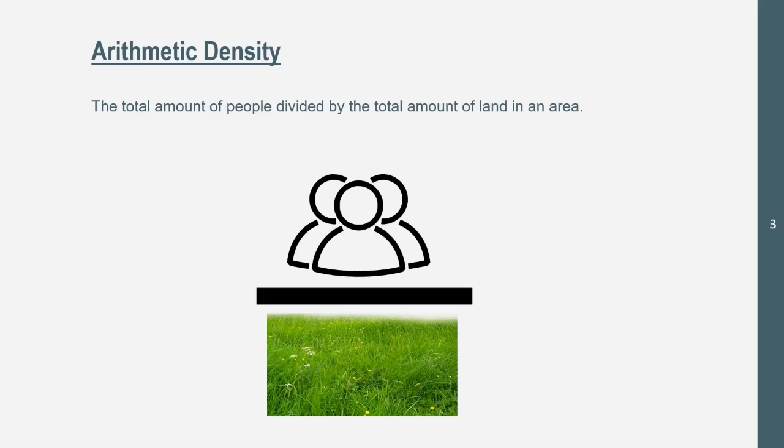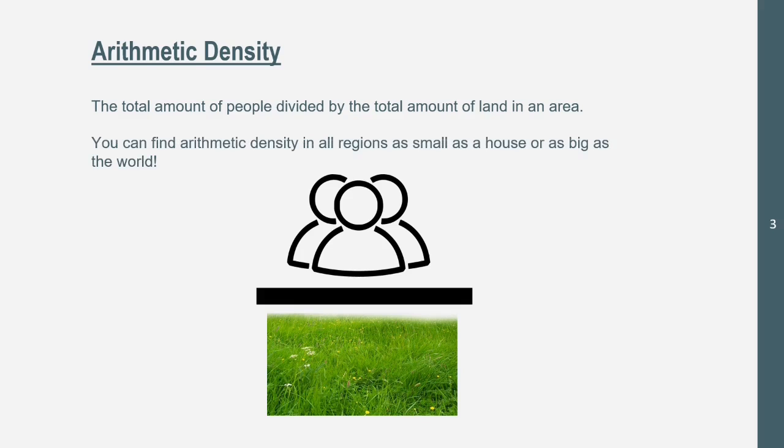So one density is arithmetic density. This is going to be the total amount of people in an area divided by the total amount of land. You can find arithmetic density in all regions as small as a house or as big as the world.